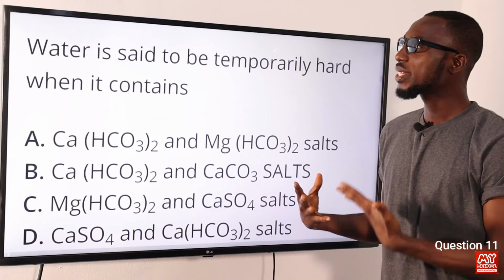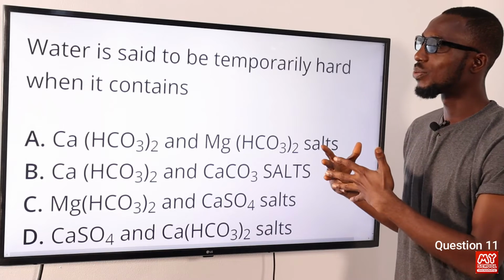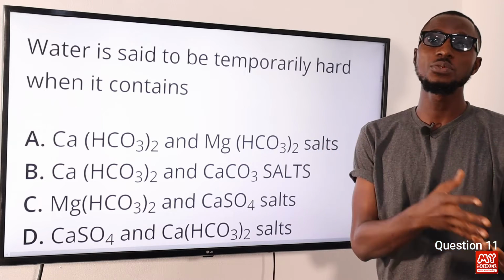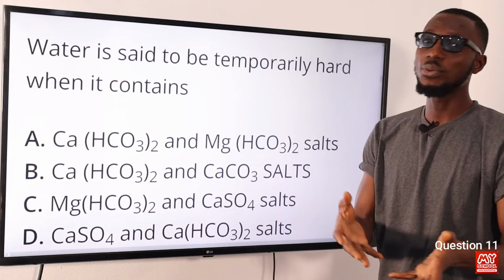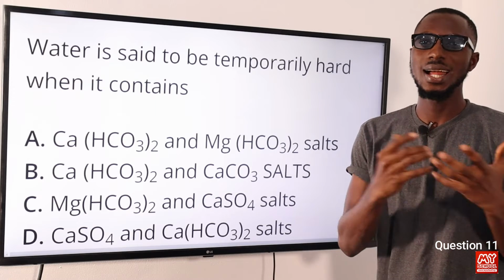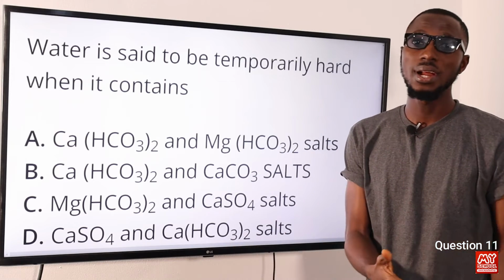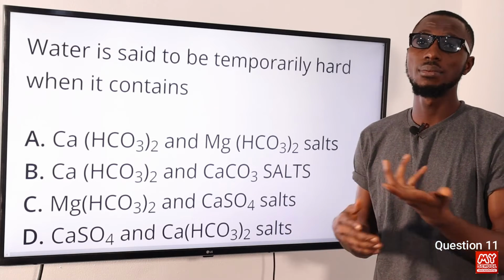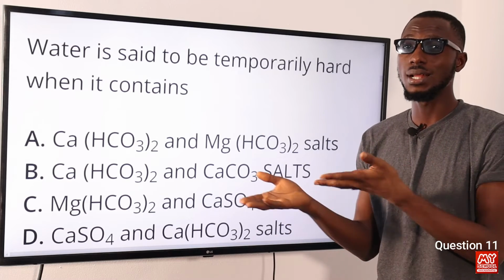Question 11. Water is said to be temporarily hard when it contains what? Okay, so talking about water, we have the soft water and the hard water. So the hard water now, we have the temporary hardness and the permanent hardness. Permanent hardness, we are talking about calcium and magnesium ions in form of soluble sulfates and chlorides.